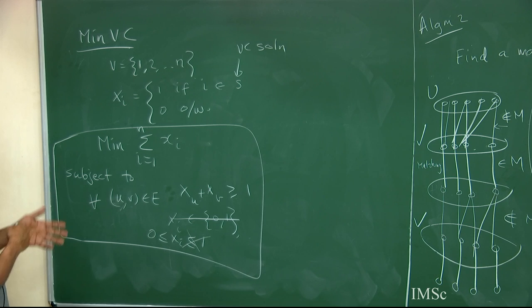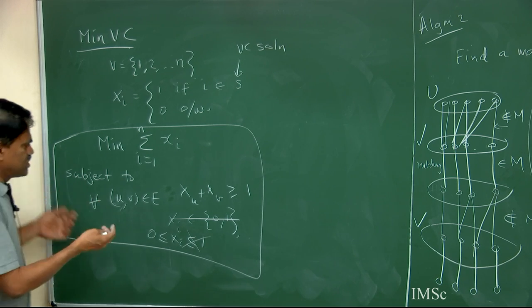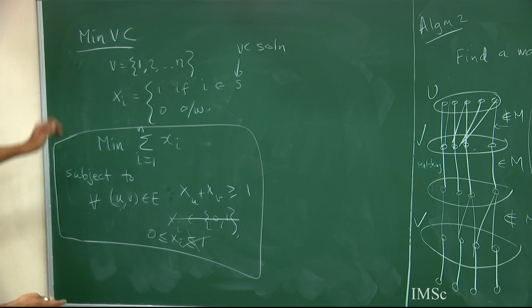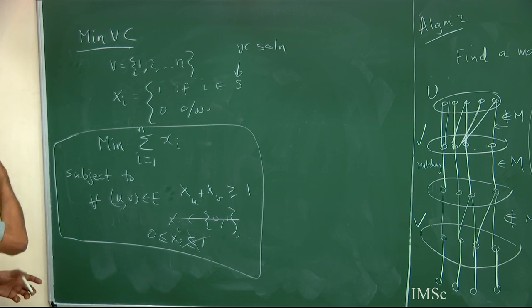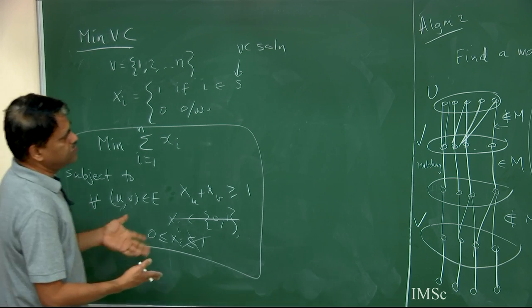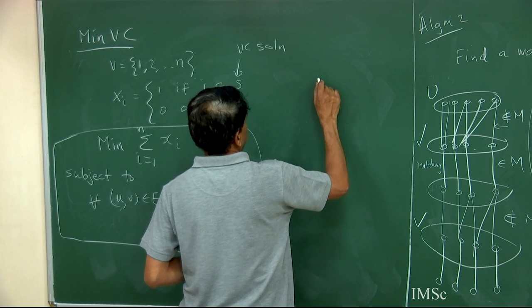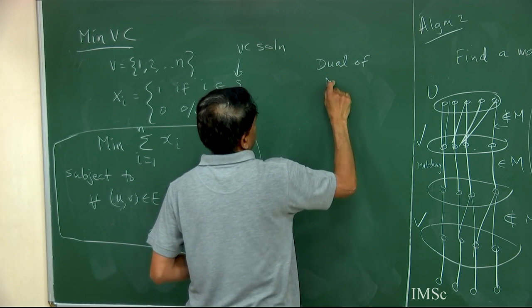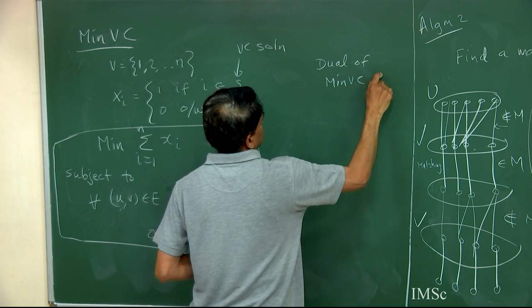And you can solve it in polynomial time. The only problem is it gives you fractions, so I don't know what to do with these fractions. It doesn't immediately translate into a solution for the vertex cover. Okay, but we'll see what we can do with it. Now LP duality gives you a dual solution, so the dual of the min vertex cover LP.